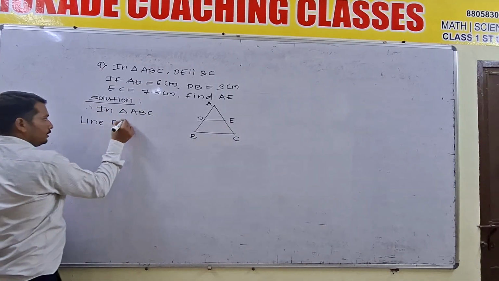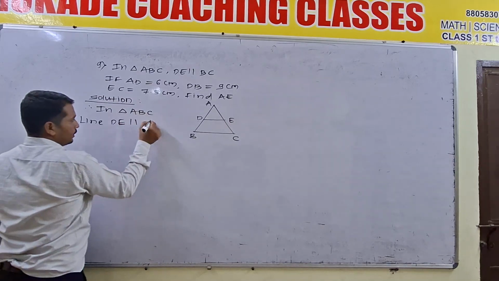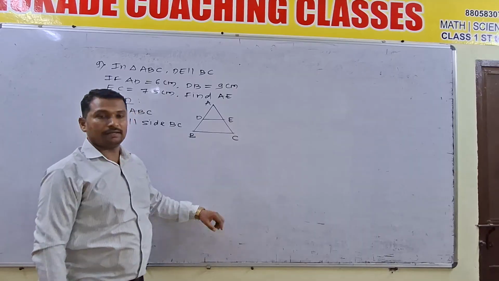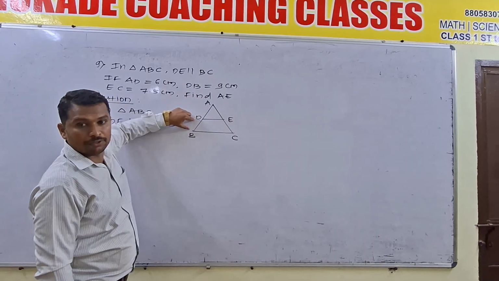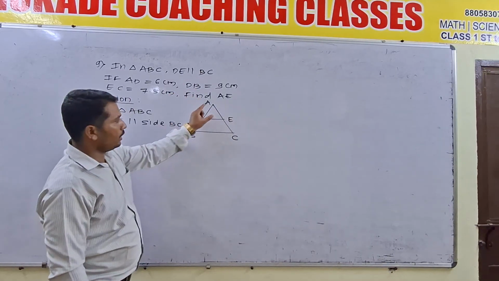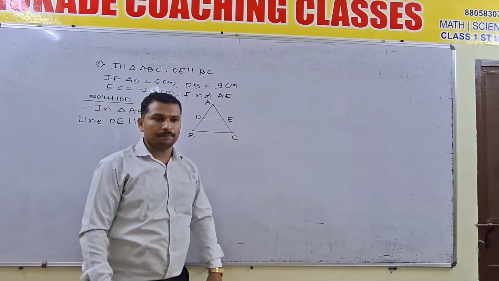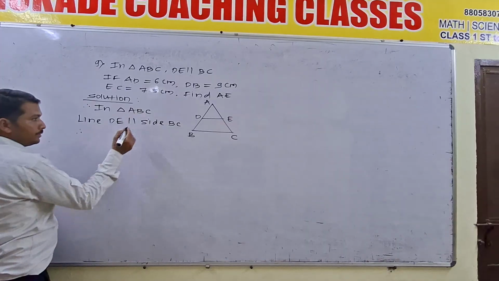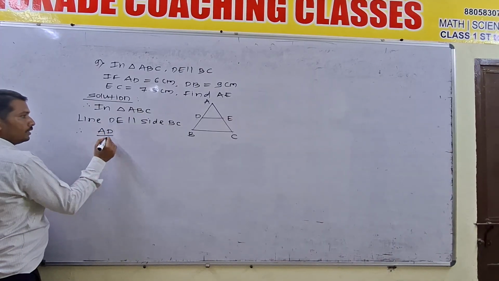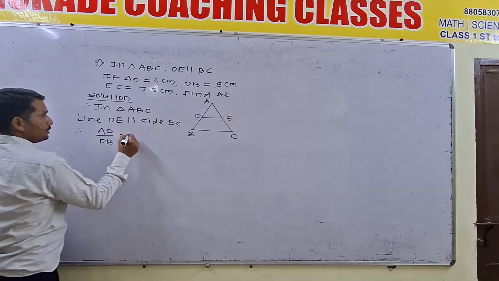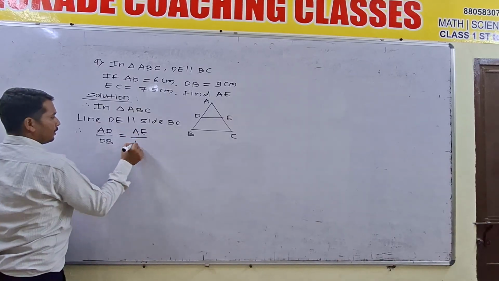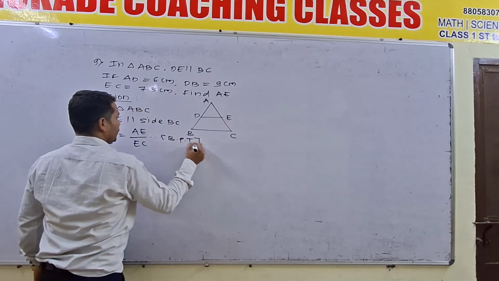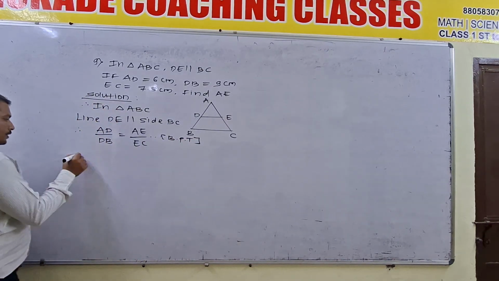So line DE is parallel to side BC. How to write? AD upon DB is equal to AE upon EC. Which theorem? Basic proportionality theorem. So we learn the first theorem. AD upon DB is equal to AE upon AC. BPT, basic proportionality theorem.